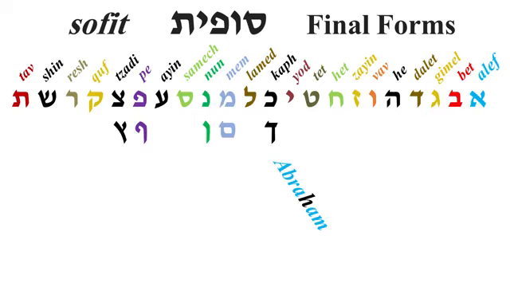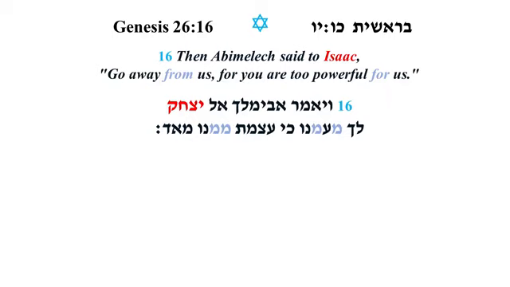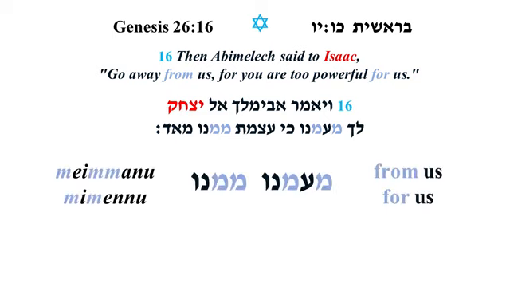Genesis 26:16. Then Abimelech said to Yitzhak, Isaac, Go away from us, for you are too powerful for us. In this verse, you will see 2 words, Mimanu and Mimenu. And they are very similar. They both have double mems. They both have a nun and a vav, from us and for us. So because of the repeated word and the repeated mems, mem Sofit is tied to Yitzhak, Isaac.